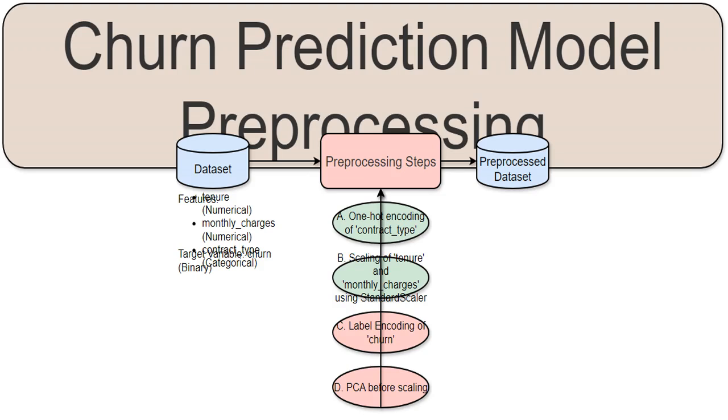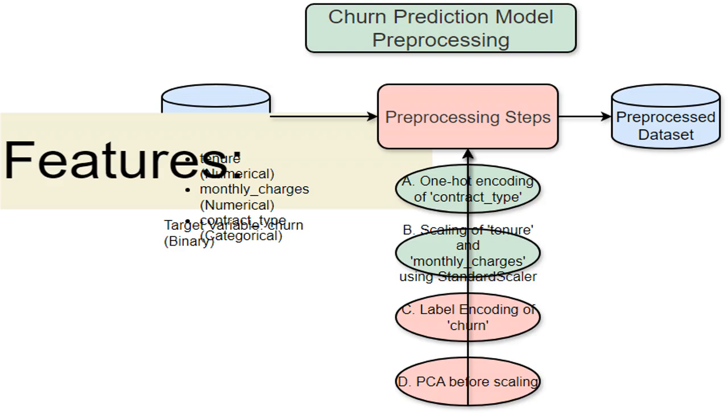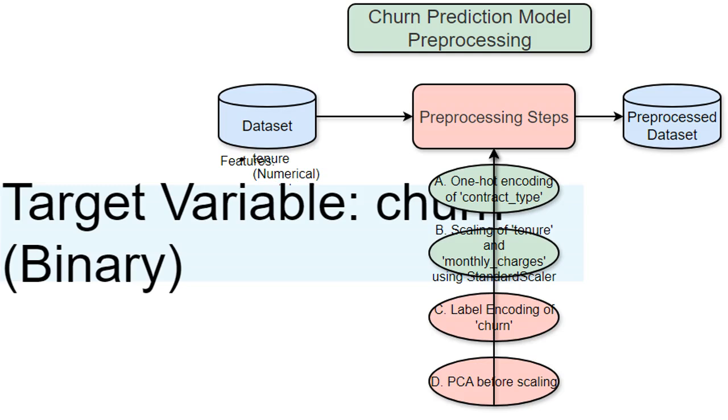I'm building a machine learning model to predict which customers will leave, churn. This involves preparing the data properly before I train the model. My data has numbers representing how long a customer has been with the company, tenure, and how much they pay monthly, monthly_charges. I also have categories describing the customer's contract type, such as monthly, yearly, etc. I want to predict whether a customer will churn or not. This is a yes, no question, represented as 1, churn, or 0, no churn.